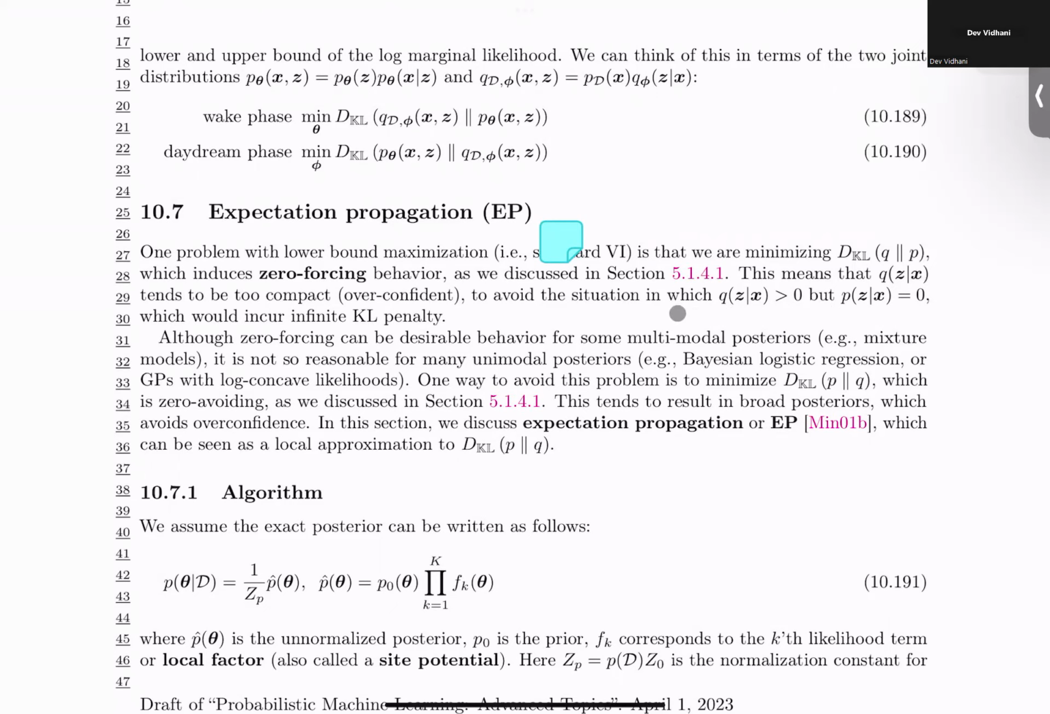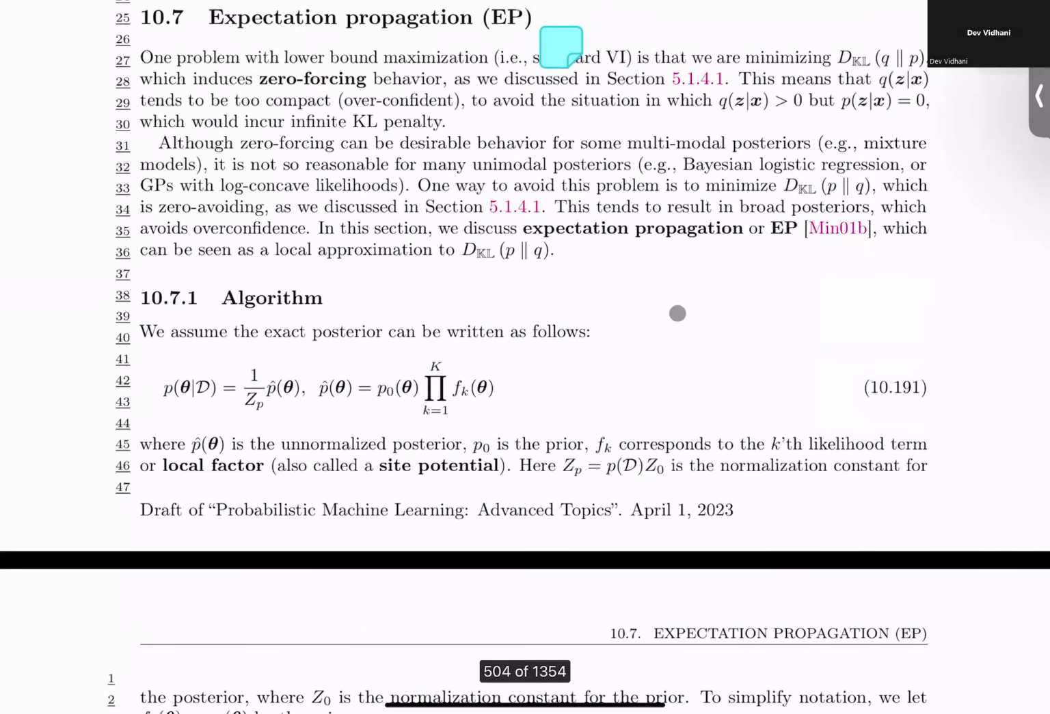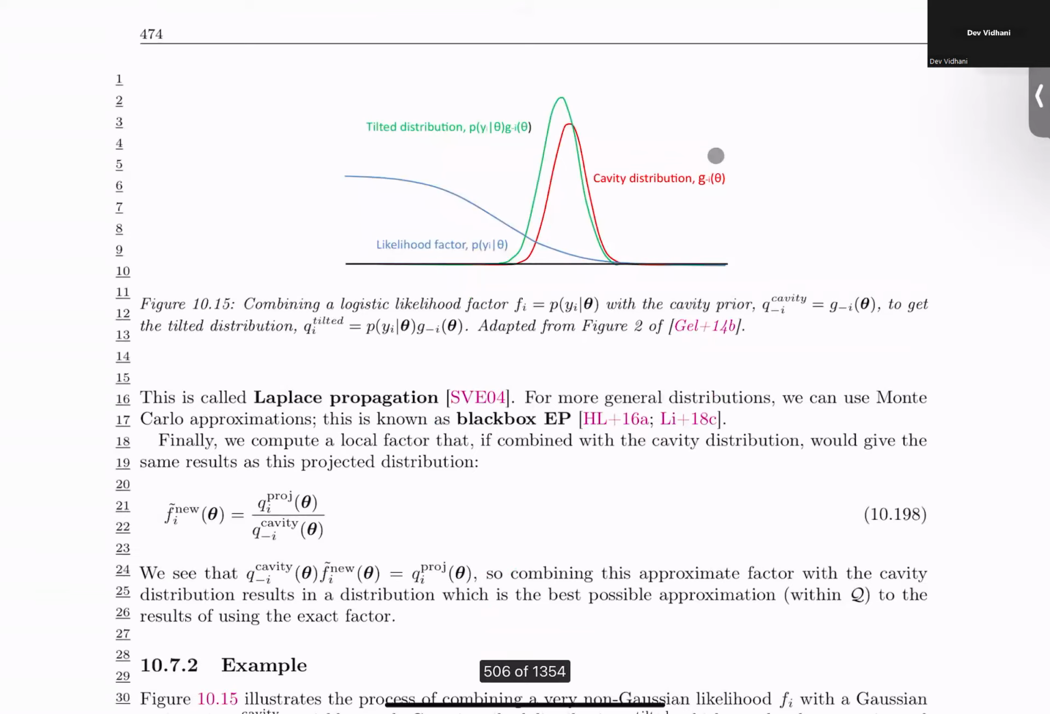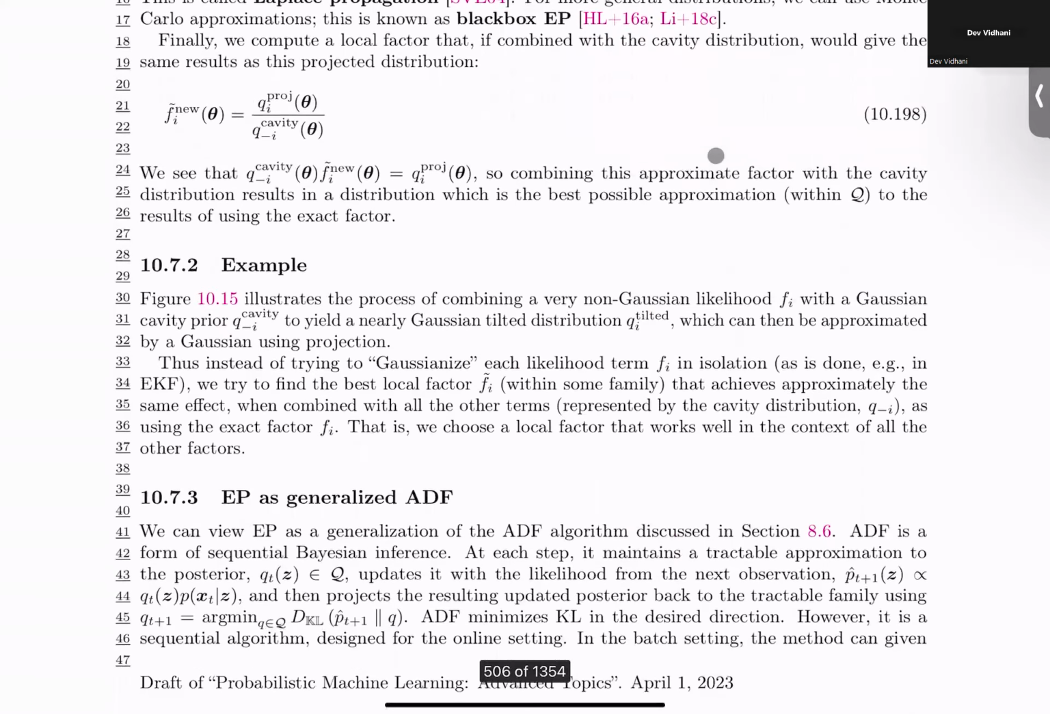I have a little slide which I can just post at the end and not really talk about it. But essentially, expectation propagation is a technique which does the forward KL optimization instead of the reverse KL. They have some algorithms for that. And again, mixed luck is what I would say with this algorithm as well.